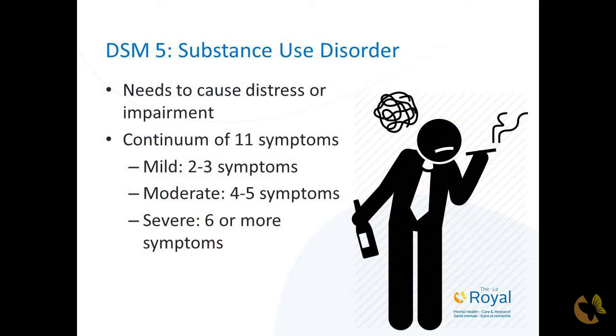Substance use disorders need to cause distress and impairment. So that's how you would know whether or not, based on the criteria in this, someone has a substance use disorder. And it operates on a continuum. So in mild, you would have 2 or 3 of those symptoms, in moderate 4 to 5, and in severe 6 or more.